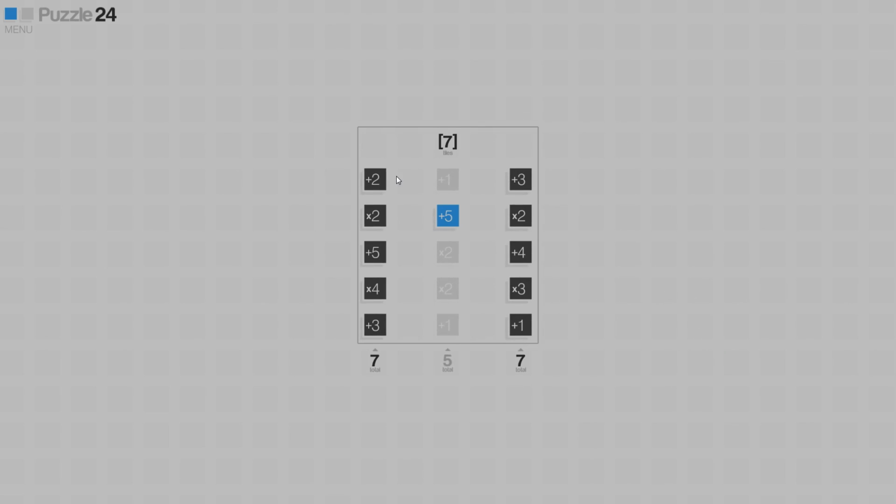3 tiles is pretty simple. Here, for instance, it's 2 times 2 plus 3. Since it is a valid solution, again, it has to be the final solution, sort of. So let's mark it.